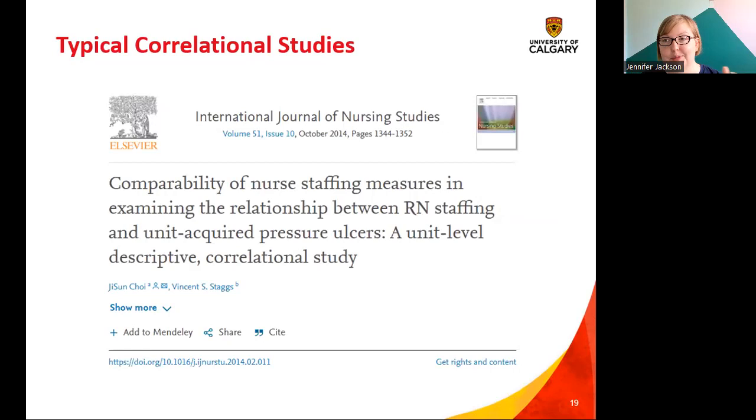Rather, what we're looking at is the natural changes in nursing staffing and the rates of pressure ulcers in that area. So this is a place where nursing staffing is a ratio level variable. We can have 3 nurses, 4 nurses, 5 nurses. So there's a precise numeric measurement that each value is the same increment more than the one before. Same with the number of pressure ulcers. We could have 1, 2, 3. And so because we have 2 ratio level variables, we can look to see if they're correlated.